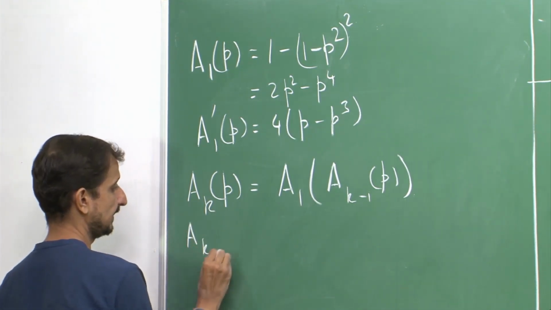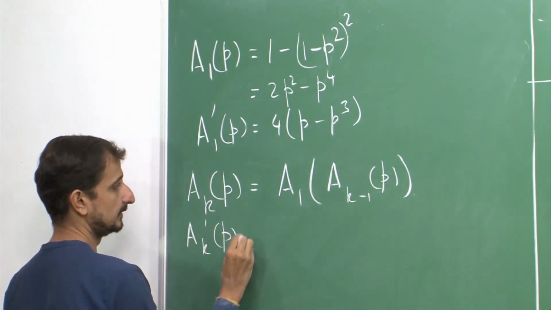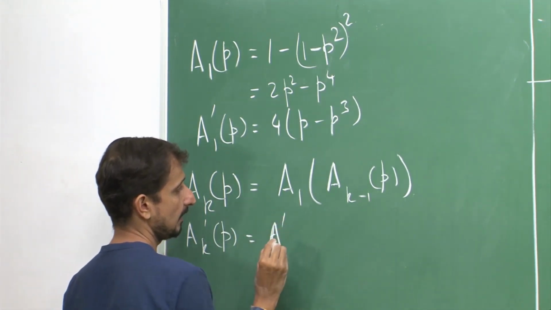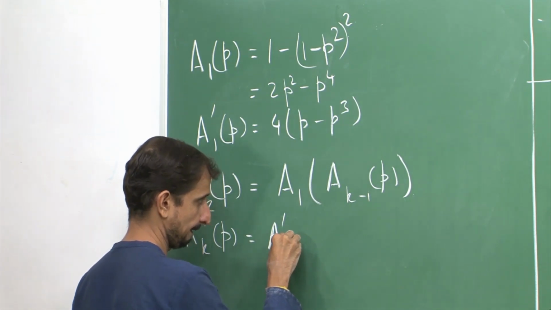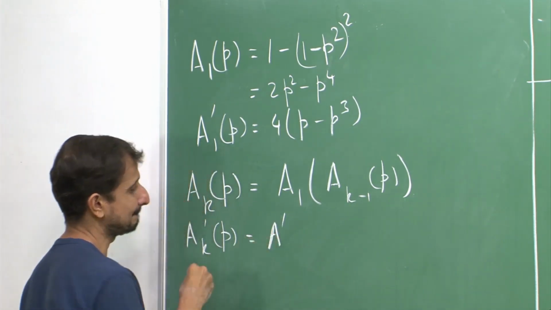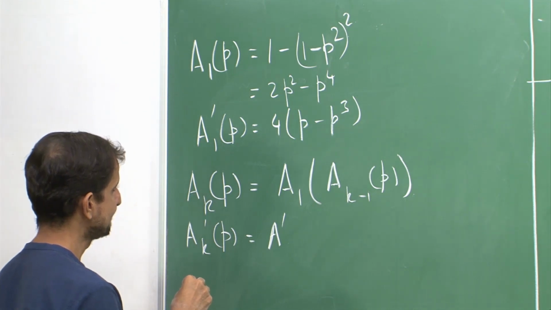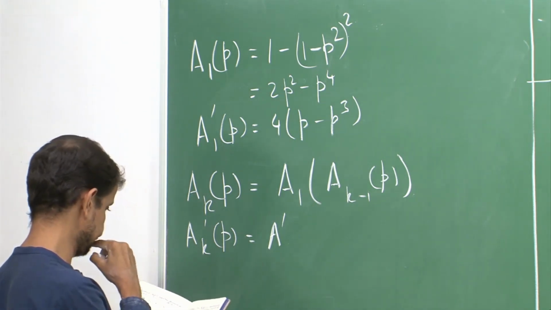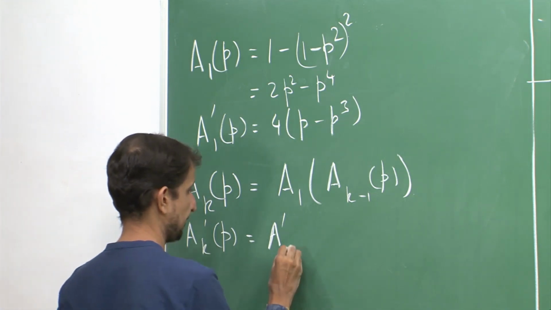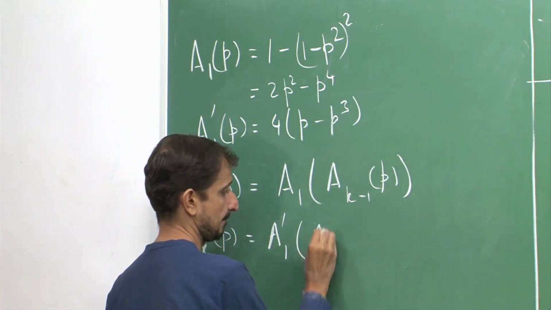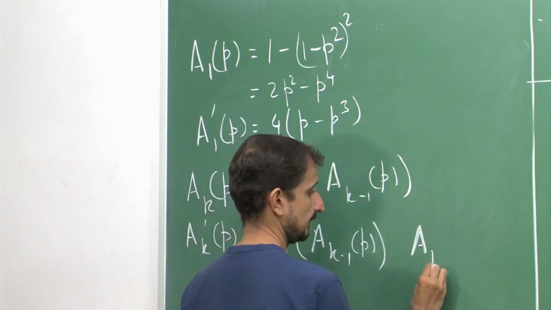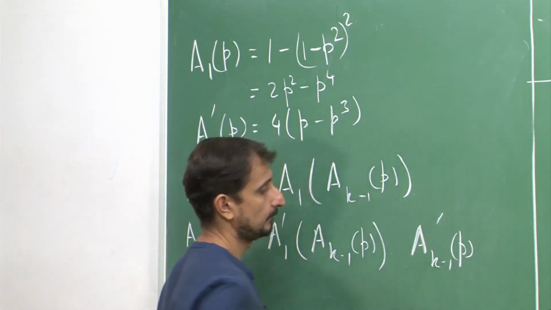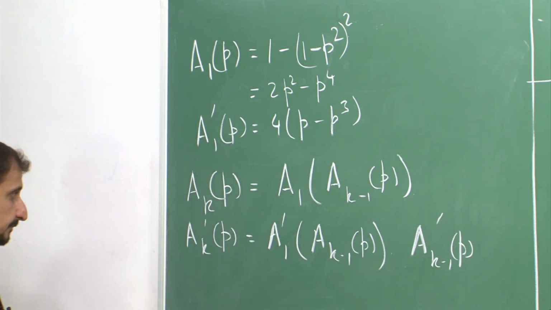So, the derivative of this will be A1 prime of A(k minus 1)(p) times A prime (k minus 1)(p), right. So, this is the derivative.